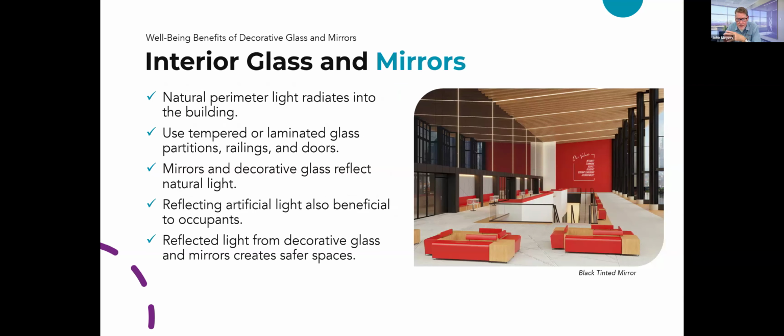Glass inside commercial spaces allows natural light to radiate into the building. Tempered or laminated glass partitions and doors are excellent ways to achieve this. Mirrors and other decorative glass can reflect natural light, so adding mirrors or back-painted glass to accent walls near elevators and other key areas can help maximize light coverage. Artificial light is also beneficial to buildings' occupants, and glass surfaces can elevate the experience of that light, allowing it to reflect and radiate throughout the interior.